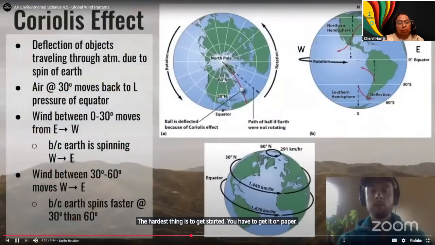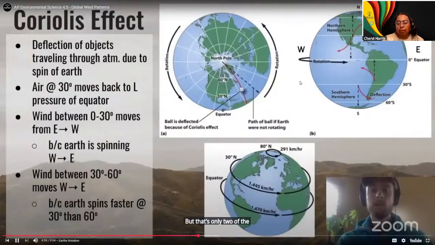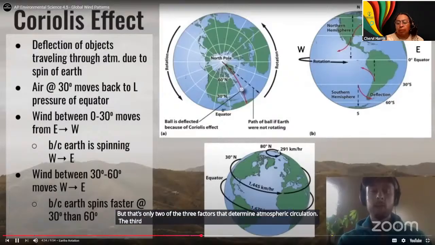So we've covered why air rises and expands at the equator, sinks back down at 30 degrees, and then moves along Earth's surface back towards the equator. But that's only 2 of the 3 factors that determine atmospheric circulation. The third factor is Earth's rotation.